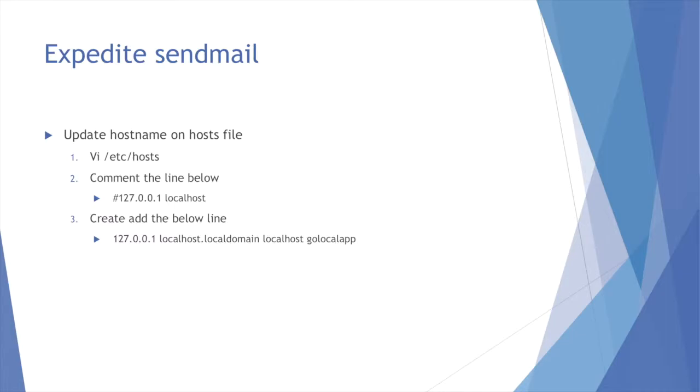The next step would be to expedite the sendmail process, and you can do so by editing the host name in the hosts file. The hosts file is located in /etc/hosts. You will have to comment out the line 127.0.0.1 localhost, and you add a line below that states 127.0.1.1 localhost localhost.localdomain localhost and the host name. For us it is localapp.